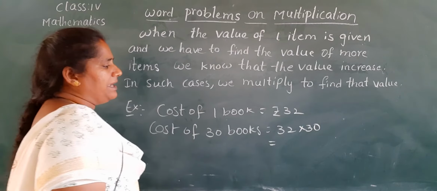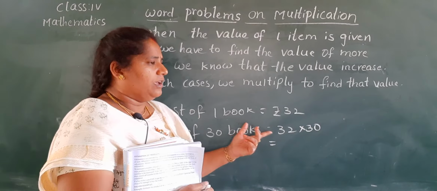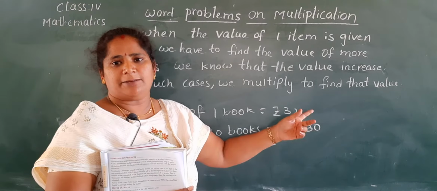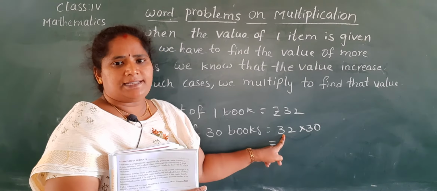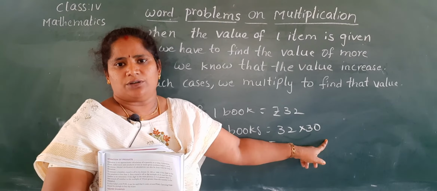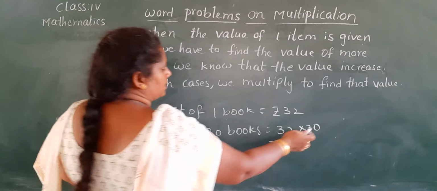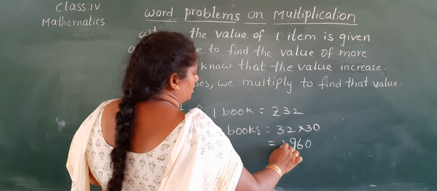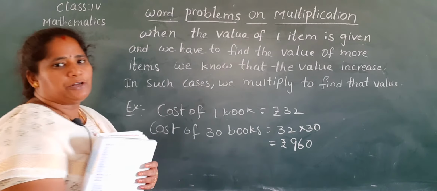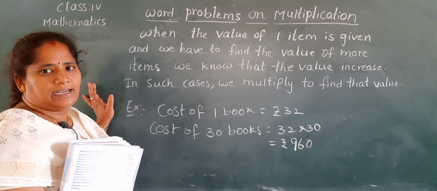So how do we multiply? Already I explained to you. If a number is multiplied by the multiples of 10, 100 or 1000, first you multiply by the given numbers, later we add the 0 to the right side of the product. So 3 twos are 6, 3 threes are 9 and we will keep 0. So the answer is 960 rupees. Okay, is it clear to you?